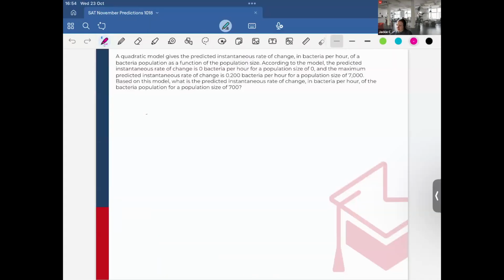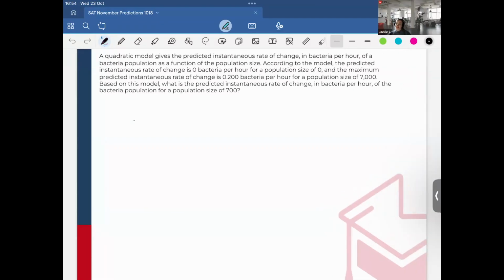Okay, next up we have a quadratic model that gives the predicted instantaneous rate of change in bacteria per hour of a bacteria population as a function of the population size. According to the model, the predicted instantaneous rate of change is 0 bacteria per hour for a population size of 0. And the maximum predicted instantaneous rate of change is 0.200 bacteria per hour for a population size of 7,000. Based on this model, what is the predicted instantaneous rate of change in bacteria per hour of the bacteria population for a population size of 700?